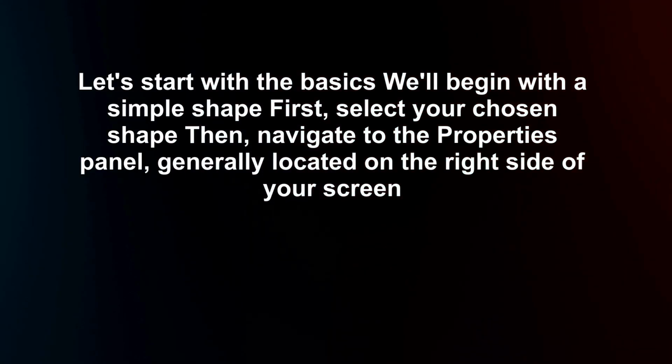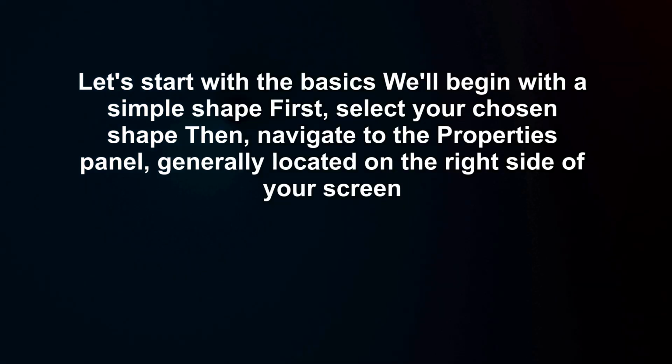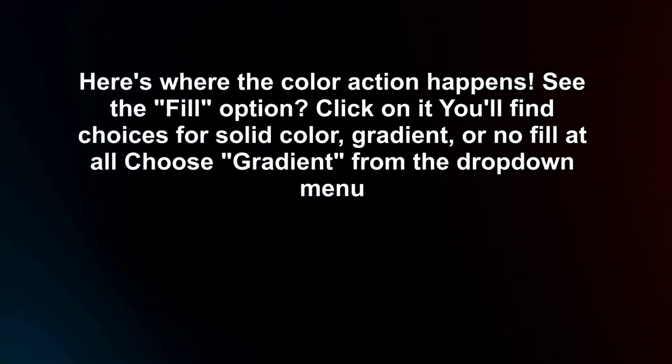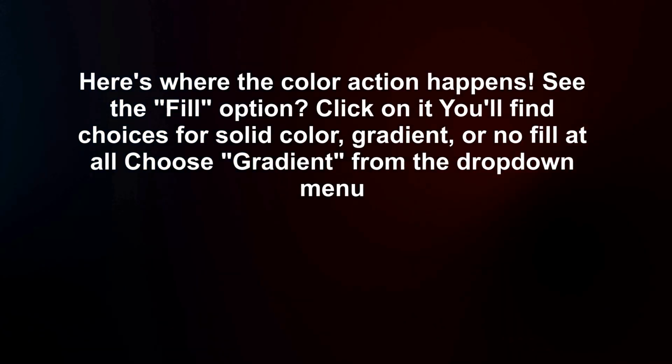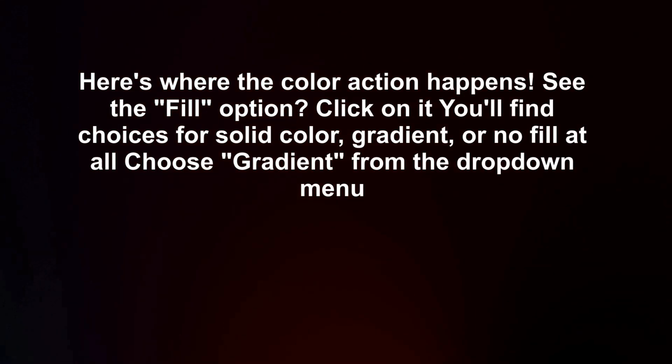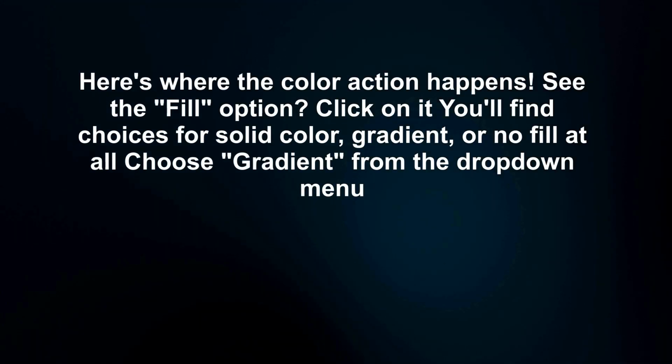Select your chosen shape, then navigate to the Properties panel, generally located on the right side of your screen. Here's where the color action happens. See the fill option. Click on it. You'll find choices for solid color, gradient, or no fill at all. Choose gradient from the drop-down menu.